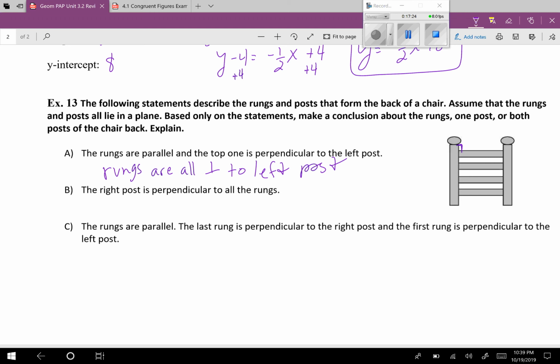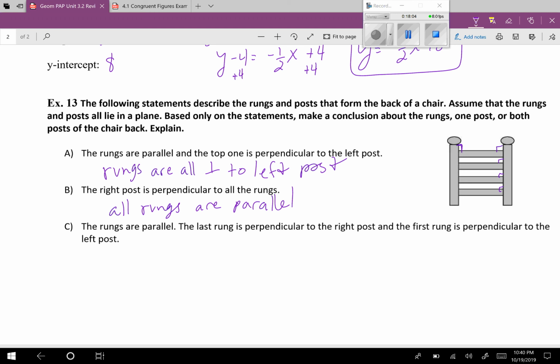Okay, B. The right post is perpendicular to all the rungs. So this is perpendicular here. Okay, so this is that theorem that didn't have a name. It's basically if you have one line and it's perpendicular to a bunch of other lines, then all of these lines that it's perpendicular to are actually parallel. That's that theorem 3-9. So since we know that the right post is perpendicular to all the rungs, we can tell that all the rungs are parallel, because they're all making the same angle with that chair leg or the post.